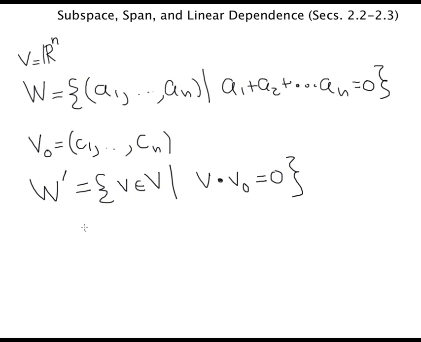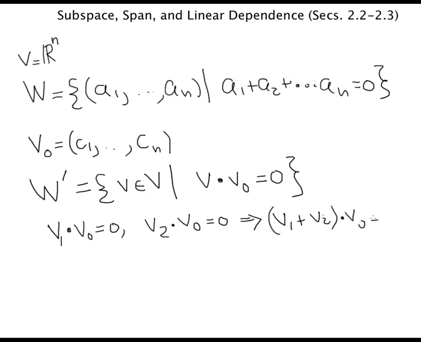Well, let's see. What I have to check is, if v1 dot v naught is equal to 0, and v2 dot v naught is equal to 0, I need to know that that implies v1 plus v2 dot v naught is equal to 0. And I also need to know that if you multiply v1 by r and take the dot product with v naught, it's still equal to 0. Those are the two things you need to check. This tells you that the sum of two vectors in this subset is in the subset, and this says that their scalar product is. And both of those are true. So the answer is yes.